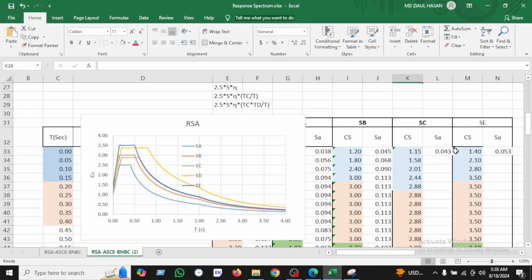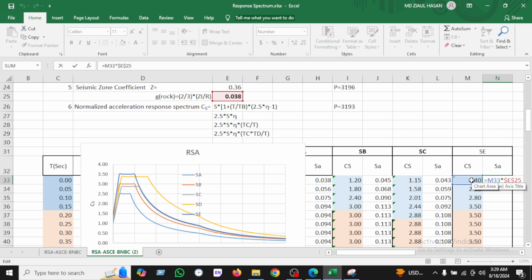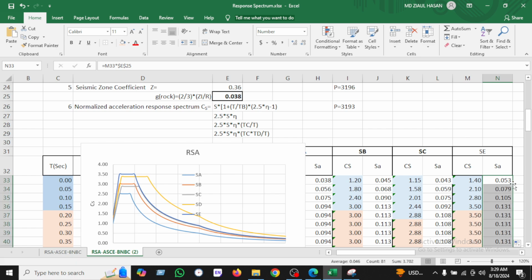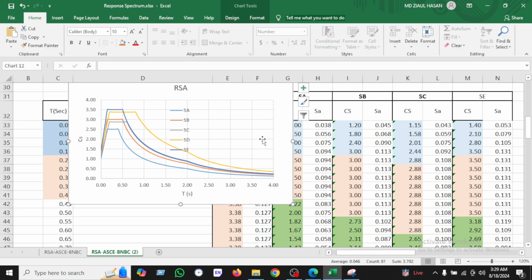If you want SA, the SA value will be CS into PGA rock. Here is CS into K33. Putting enter and dragging all the portion, we found the values. In the same way SE equals CS into PGA rock, and putting enter and clicking on it, we will find it. So the response spectrum we have drawn here.